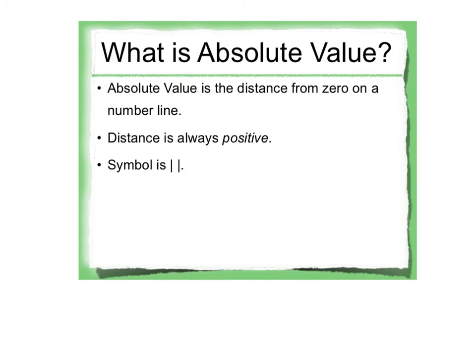One last thing I'd like to talk to you about, and that is absolute value. So what is absolute value? Absolute value is simply the distance from 0 on a number line. Remember, distance is always positive. You can never have negative distance. So it's the distance from 0 on a number line. It's always positive, and it's represented by two vertical lines.